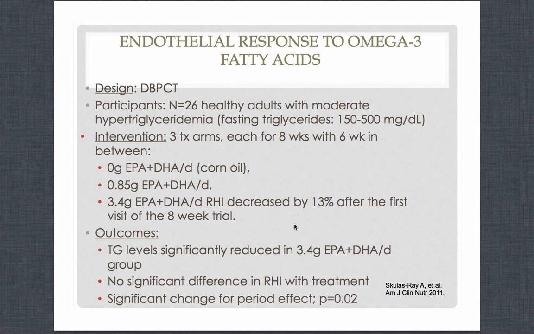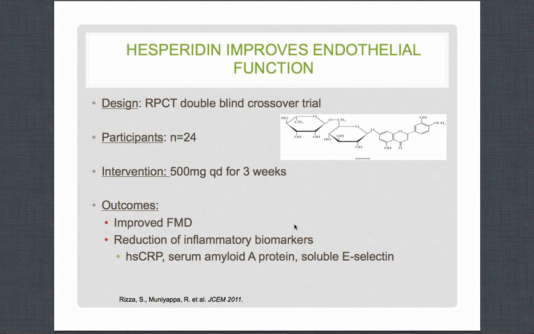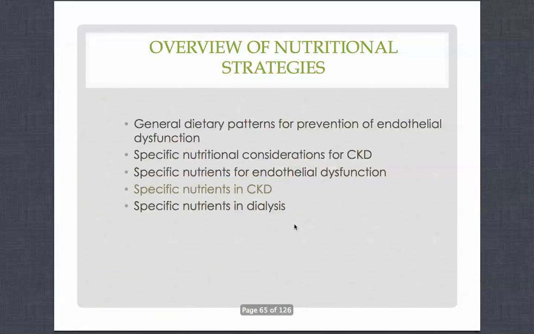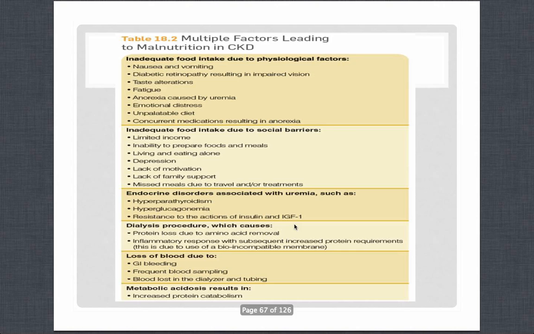We've talked about the endothelial response to omega-3 fatty acids. Not much effect. Mixed flavanols, asparagine, folic acid is beneficial, and so that's a repeat from cardiovascular disease. Now, what about specific nutrients for chronic kidney disease? There is a helpful resource that, again, the National Kidney Foundation has very good tables related to nutrition. So here's a list of some factors leading to malnutrition.